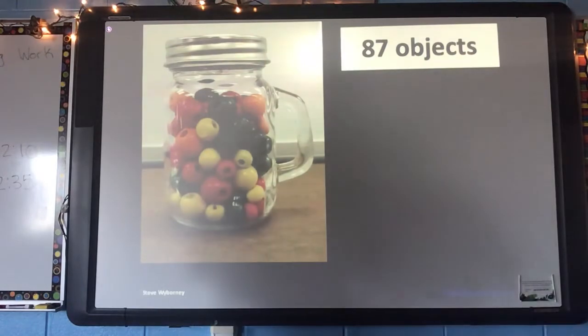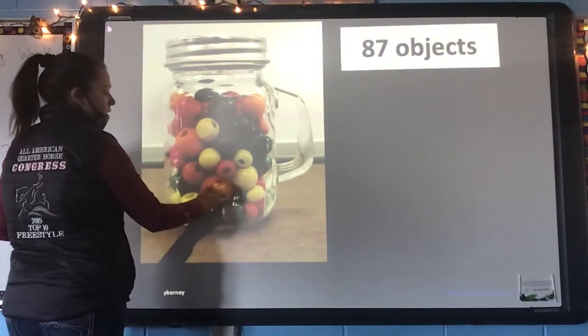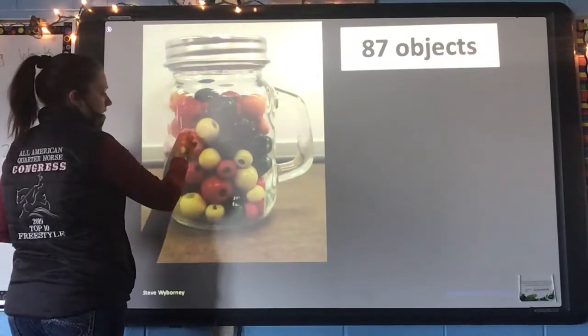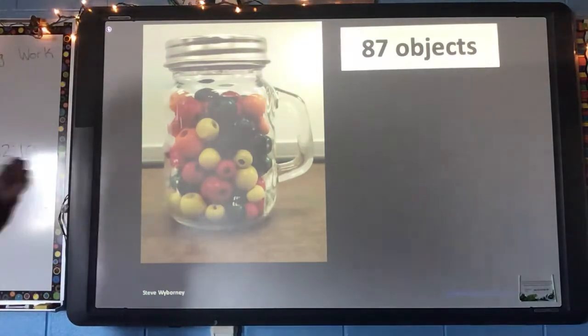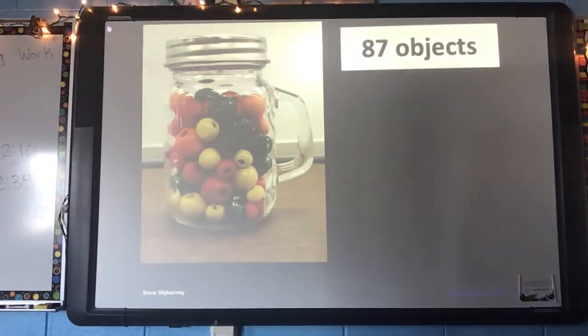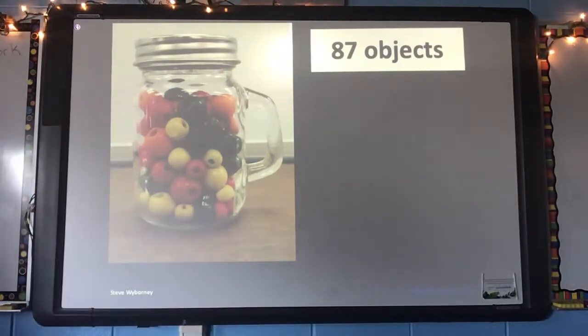Oh, 87. Now, ladies and gentlemen, I pointed out to you that there's some small beads in here. So a lot of you at the front are looking at some of the bigger beads, but there's lots of small ones back there, okay? When you have smaller ones, you can fit more. All right. Good job, guys.